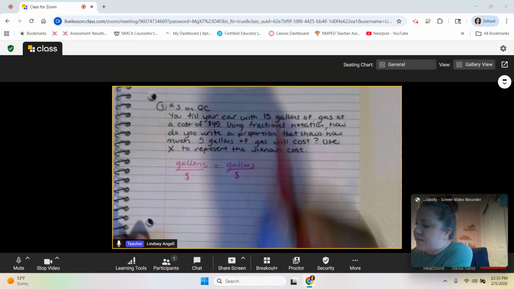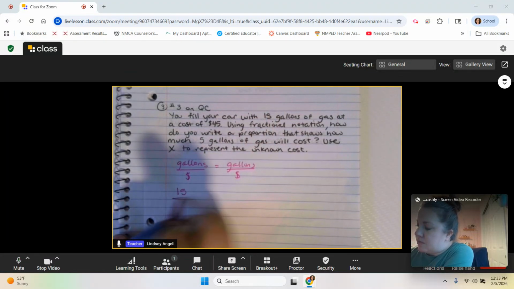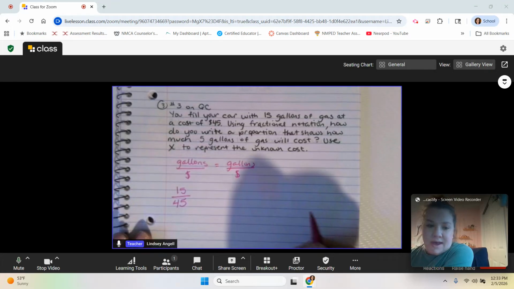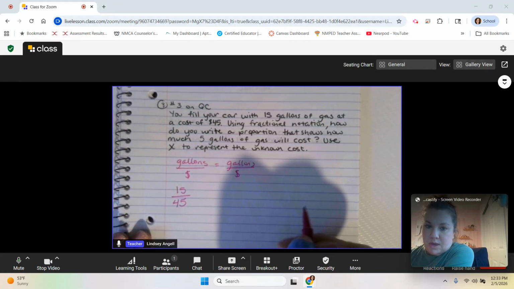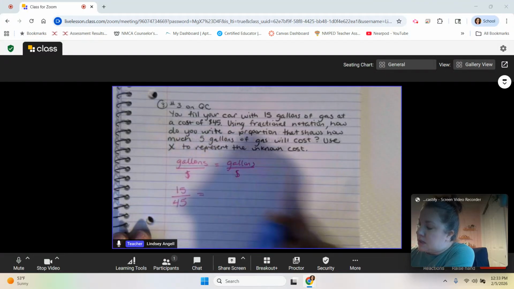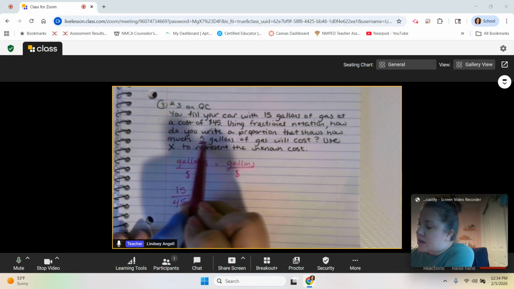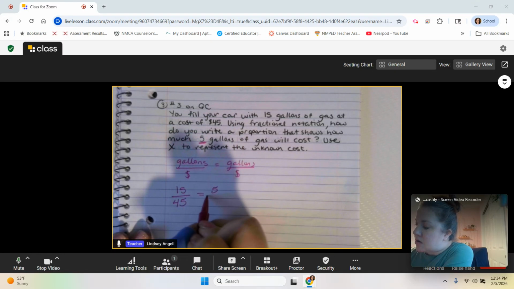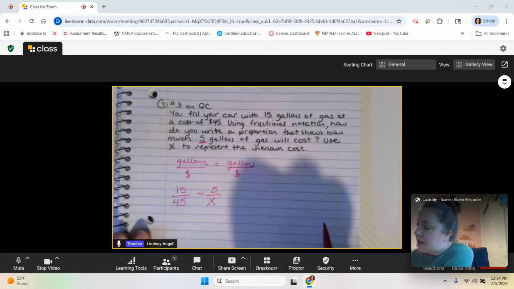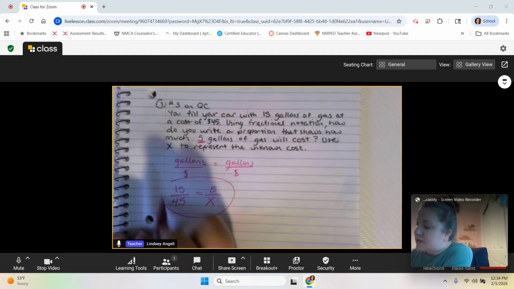Well, we got 15 gallons for $45. Okay, so since I have to keep both sides balanced, on the other side I know that I have 5 gallons, so that's got to go in my numerator, and then X is going to represent the dollar amount right there. So that's what you're looking for.